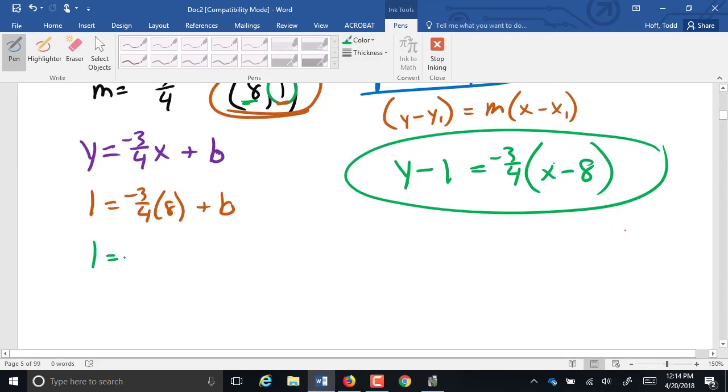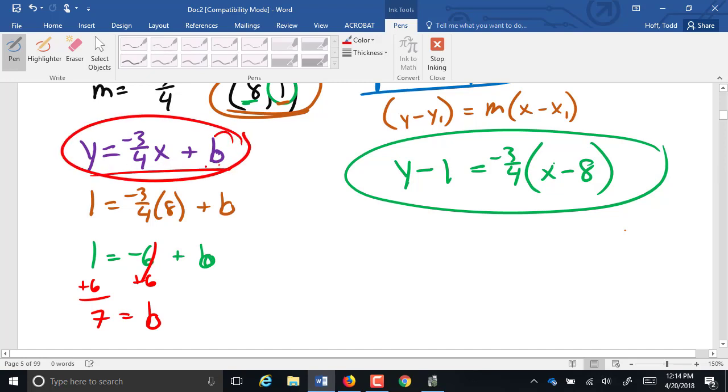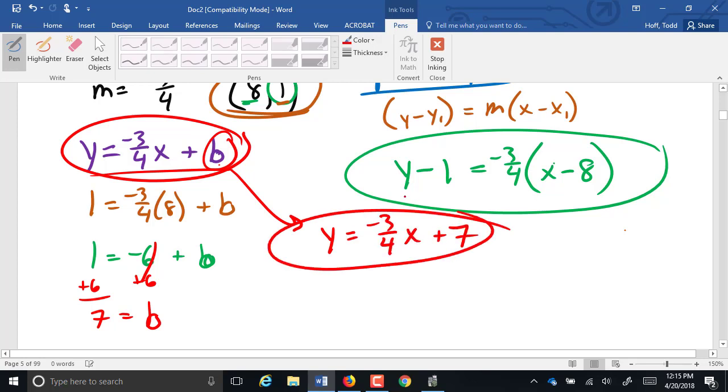So I'm going to combine. Negative 3/4 times 8 is a negative 6. So 1 equals negative 6 plus b. It's a negative 6, so I'm going to add 6. 1 plus 6 is 7 equals, the 6's cancel out, and I just have b. So 7 equals b, which is telling me that the y-intercept is 7. So instead of y equals negative 3/4 x plus b, I get y equals negative 3/4 x plus 7.